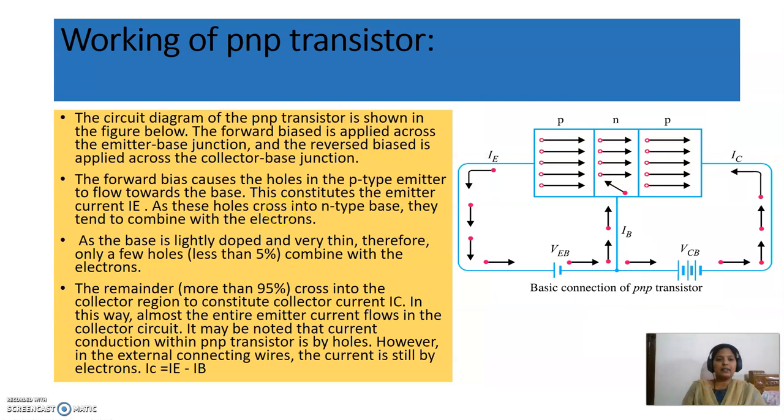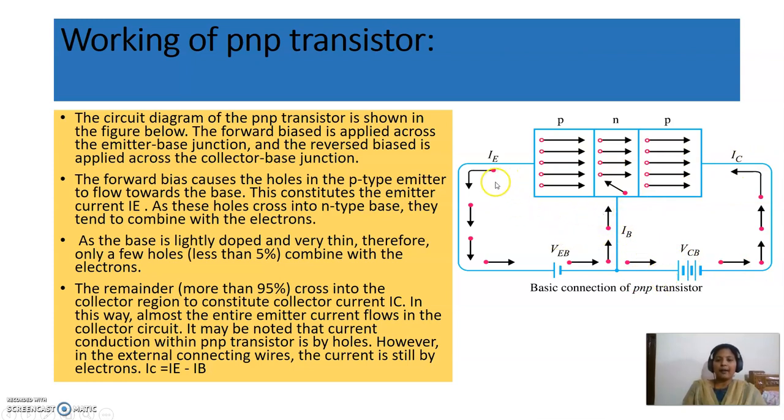Now we will discuss the working of PNP transistor. This is the circuit diagram: PNP, emitter, base, and this is collector. The emitter base junction is forward biased, so P is connected to the positive and N connected to the negative. Now the base collector junction is reverse biased, so P is connected to the negative and N connected to the positive here. So this is the circuit diagram.